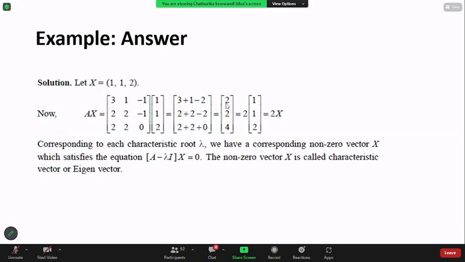So you can see that. 2, 2, 4. If we take the common factor 2 out, what remains is 1 1 2, which is again X. So instead of this column vector, we can put 2X. So now you can see the left hand side equals the right hand side.